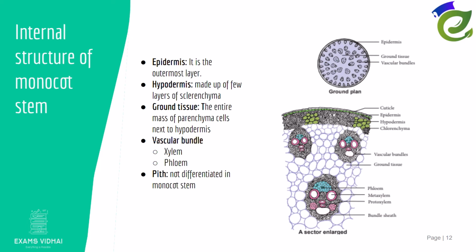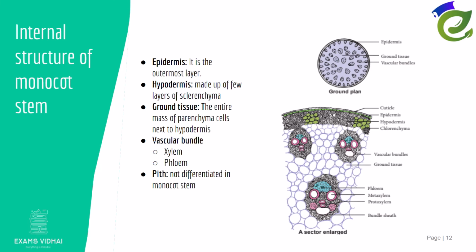The sclerenchyma provides mechanical support to the plant, and the layer next to the hypodermis is the ground tissue layer. The entire mass of parenchyma cells next to the hypodermis and extending to the center is the ground tissue layer. It is not differentiated into endodermis, cortex, pericycle, and pith. The next layer to the ground tissue layer is the vascular bundle. Vascular bundles are skull shaped and scattered in the ground tissue. The vascular bundles are conjoint, collateral, endarch, and closed. Each bundle is surrounded by few layers of sclerenchyma cells called the bundle sheath.